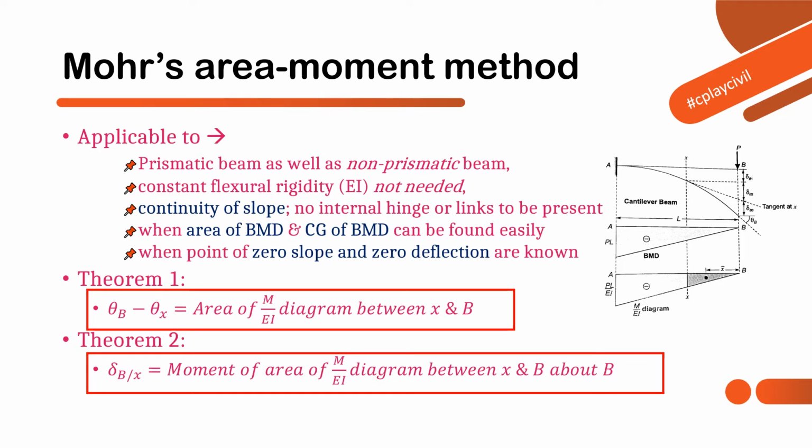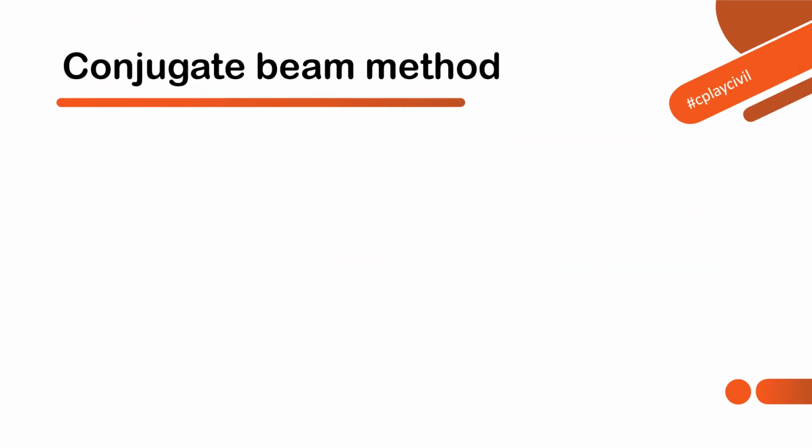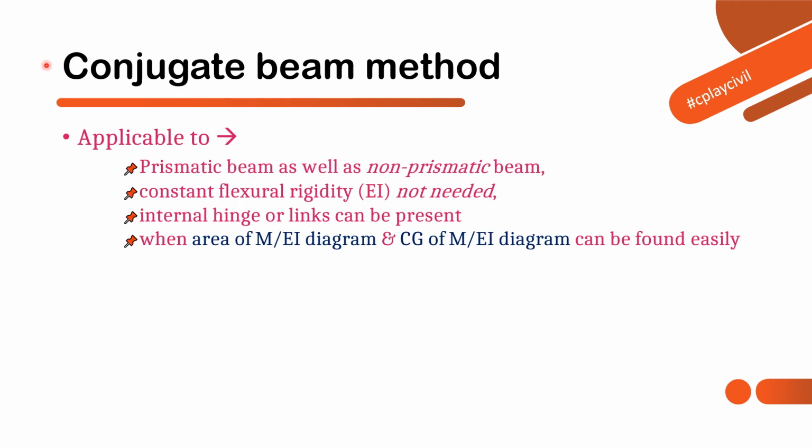Now let's move on to the next method. Next is the conjugate beam method. This method is also applicable to non-prismatic beams, and also to beams having variable flexural rigidity at sections. And here we can notice internal hinges or links can be present, unlike in the previous method. In Mohr's method, we should ensure continuity of slopes, so there should not be any internal hinge or links. But in the conjugate beam method, that problem is rectified, so we can have internal hinges or internal links.